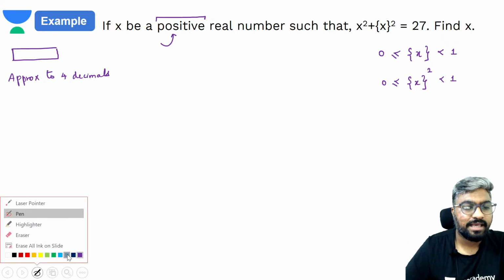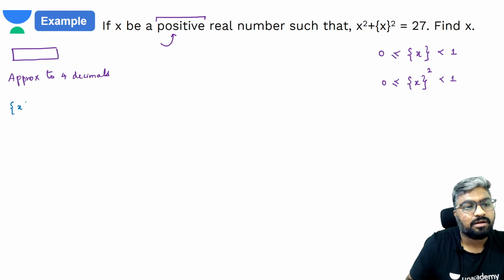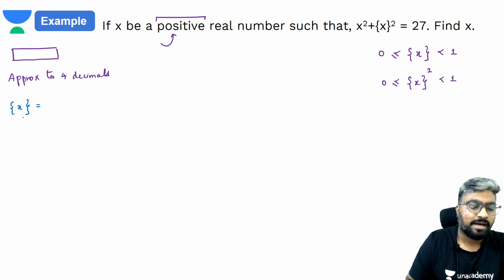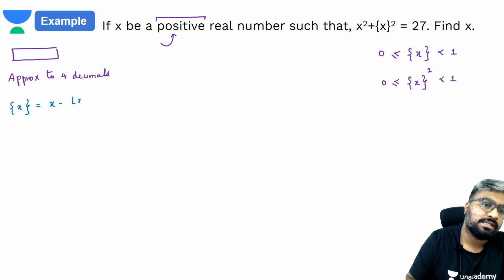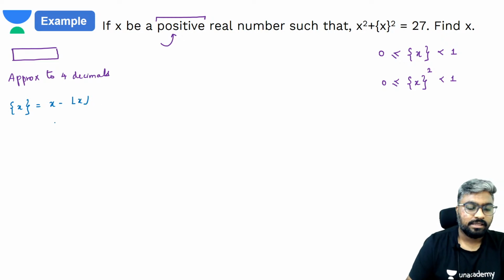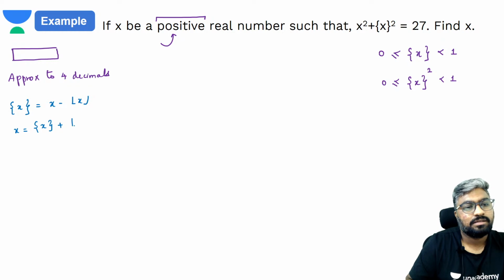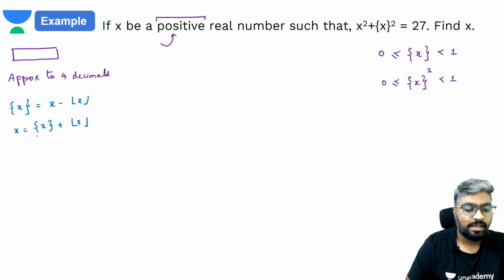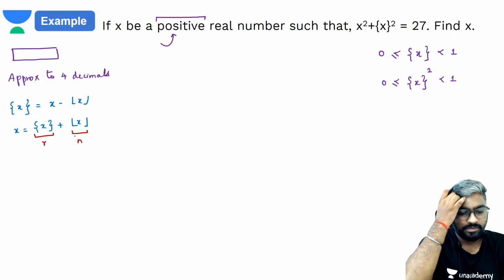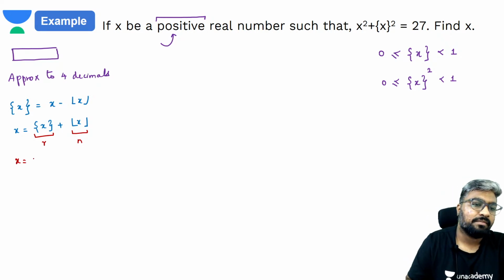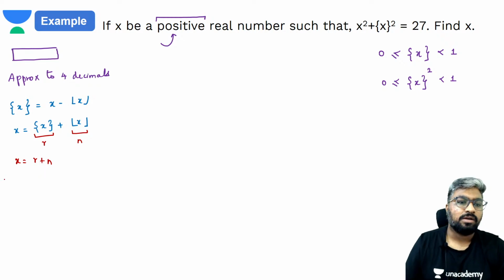Now what are they saying? We know that the fractional part of x is nothing but x minus the greatest integer function of x, correct? Yes, agreed. So what will the value of x become? x will become the fractional part of x plus the greatest integer of x. For our usage, to make it a bit easier, we will call this r and this n. So what do we get? We get x is nothing but r plus n. So our work now is to find r and n. That's it.